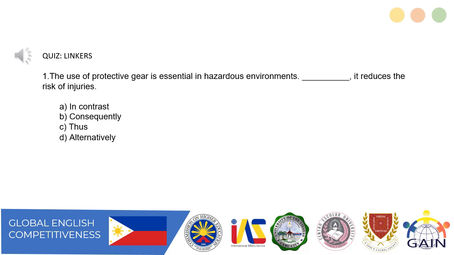The correct answer is letter B, consequently. The sentence structure suggests a cause and effect relationship. The first part of the sentence states that the use of protective gear is essential in hazardous environments, and the blank is asking for a linker that appropriately connects the second part of the sentence, which highlights a result or consequence of using the said gear. Consequently is the most suitable option because it indicates a logical result or conclusion. It also helps to establish the cause and effect relationship between the two parts of the sentence.